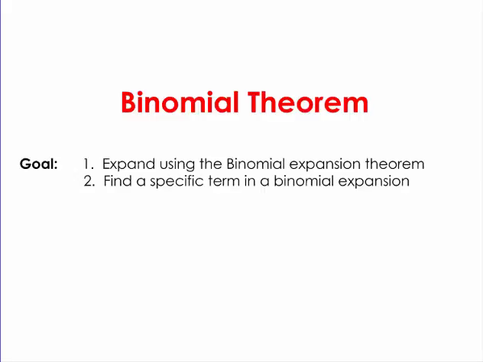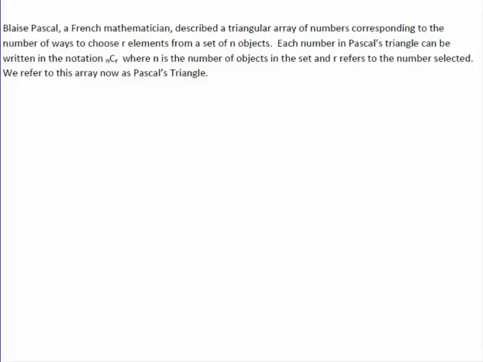All right, so let's look at the binomial theorem, and we're going to look at the binomial expansion theorem as well as finding a specific term from a binomial expansion. But before we get into that, there was a French mathematician, Pascal, who described an array of numbers corresponding to the number of ways R elements are chosen from a set of n objects using the nCr notation.